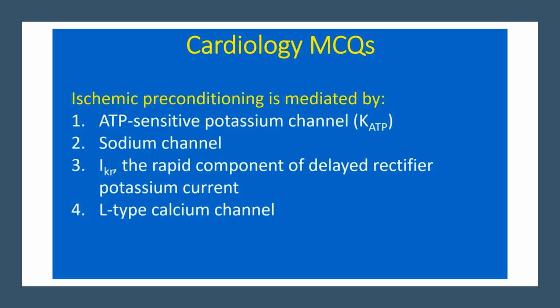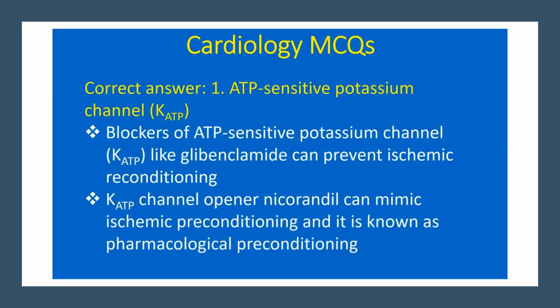Ischemic preconditioning is mediated by 1. ATP sensitive potassium channel K-ATP, 2. Sodium channel, 3. IKr, the rapid component of delayed rectifier potassium current, 4. L-type calcium channel. Correct answer 1. ATP sensitive potassium channel. Blockers of ATP sensitive potassium channel like glibenclamide can prevent ischemic preconditioning.